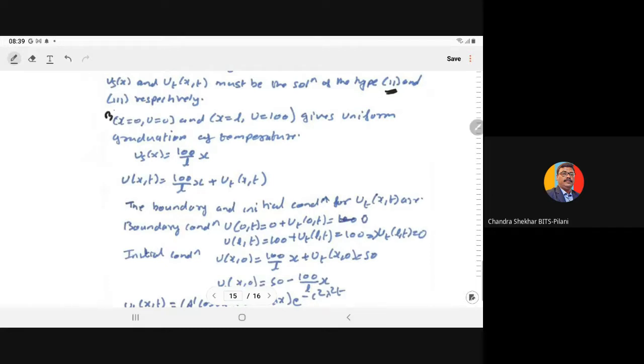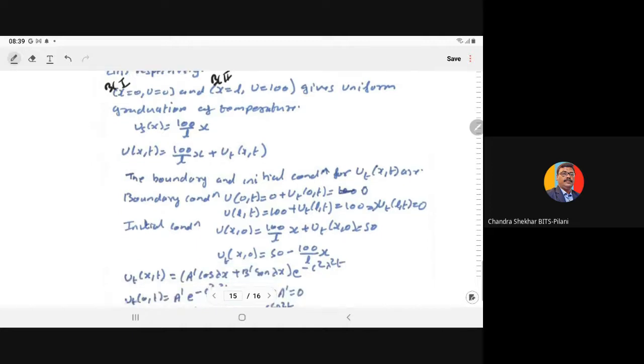Now what is the boundary condition? Boundary condition first is at x is equal to 0, temperature is 0. What is the second boundary condition? At x is equal to l, u is equal to 100, right, which gives the uniform gradation of the temperature. So us will become 100 upon l minus 0 into x minus 0. So us will become 100 upon l into x. So u(x,t) will be 100 upon l x plus ut(x,t).